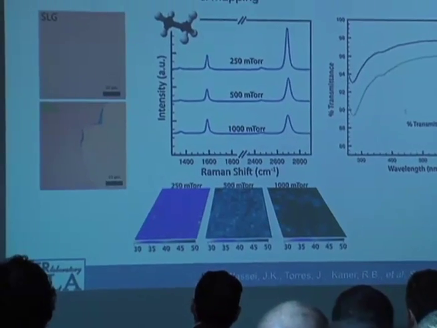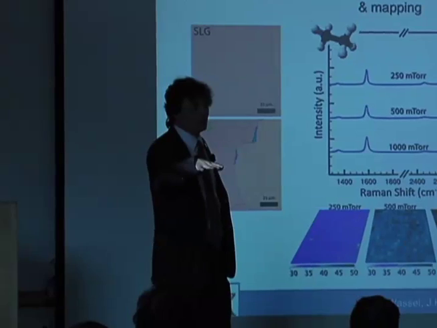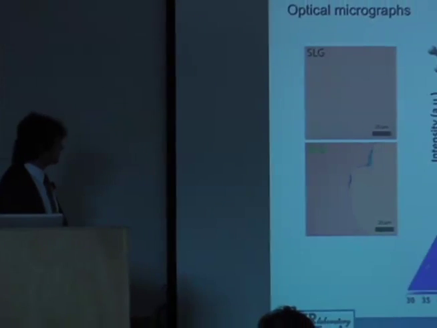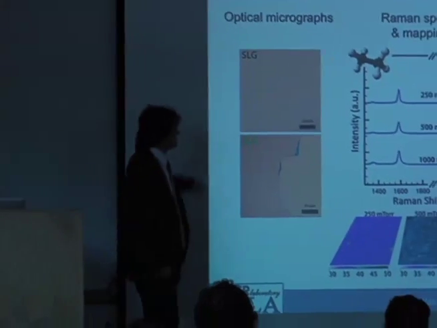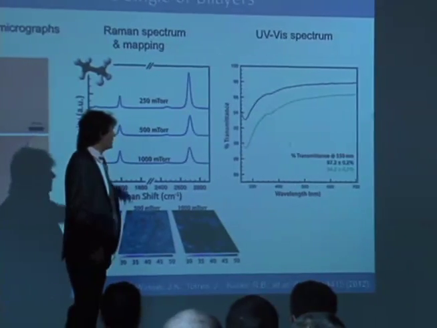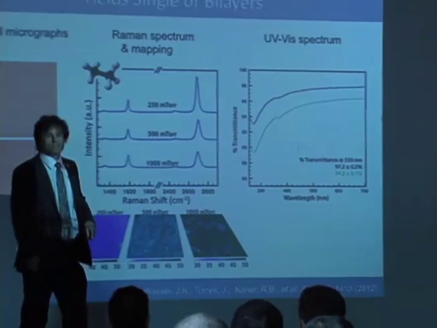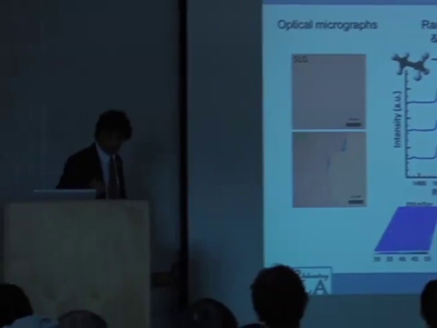But of course, your eye can see it too. If one layer attenuates 2.5% of visible light, two layers should do double that, right? Here's what single-layer graphene looks like on the copper surface that we grew it on. Here's bilayer graphene. You can see it's darker. Or if you do the UV-vis spectroscopy and go to 550 nanometers, you'll see that one attenuates a little over 97% of the light and the other a little over 94%. So you really can see the difference between monolayer and bilayer graphene.